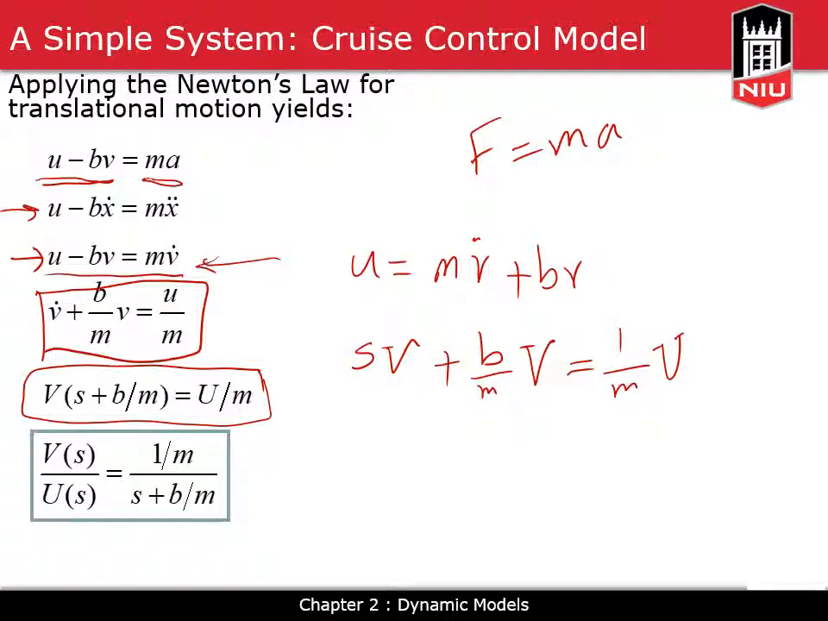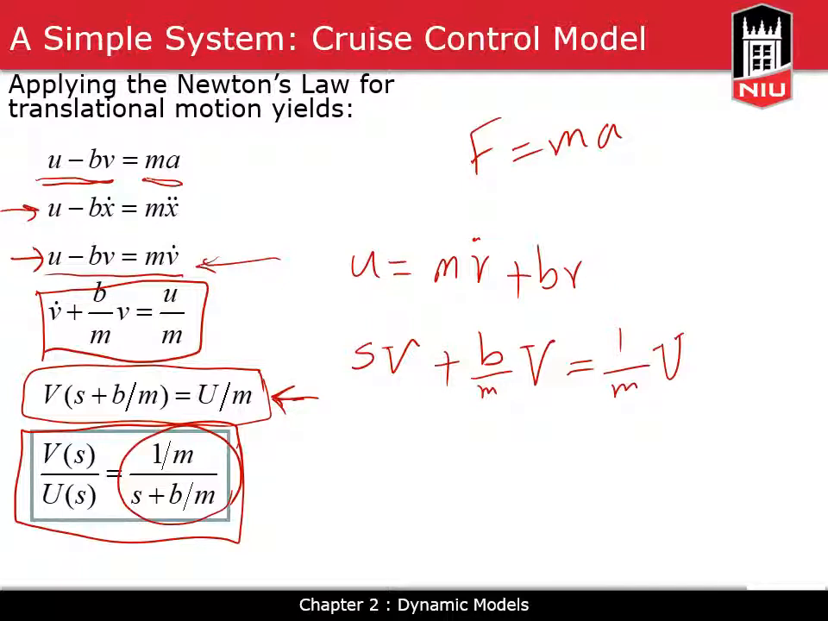Based on this equation over here, if I divide both sides by U and then divide both sides by s plus b over m, I'm going to get this last equation at the bottom. That is nothing but the transfer function, which is a function of s that relates the input of the system to the output of the system. So we call this the transfer function.